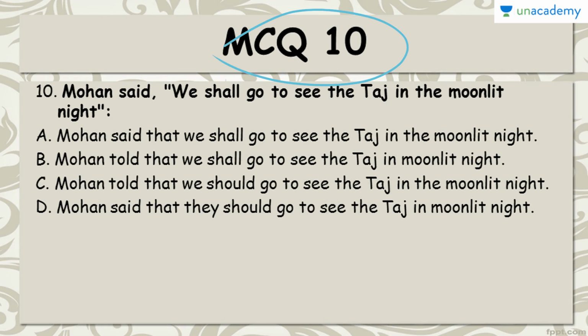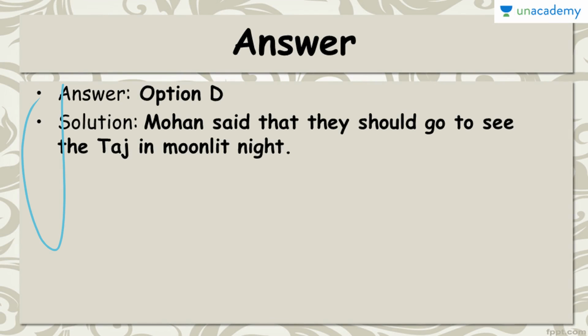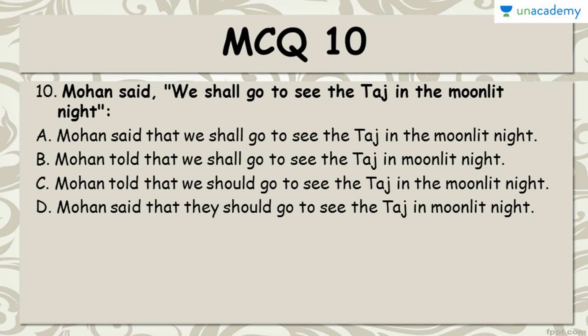MCQ 10th, this is again direct indirect. Mohan said we shall go to see the Taj in the moonlit night. Choose out of option A, B, C, D. And the correct answer, the correct indirect form of this speech, it's option D. Mohan said that they should go to see the Taj in the moonlit night.